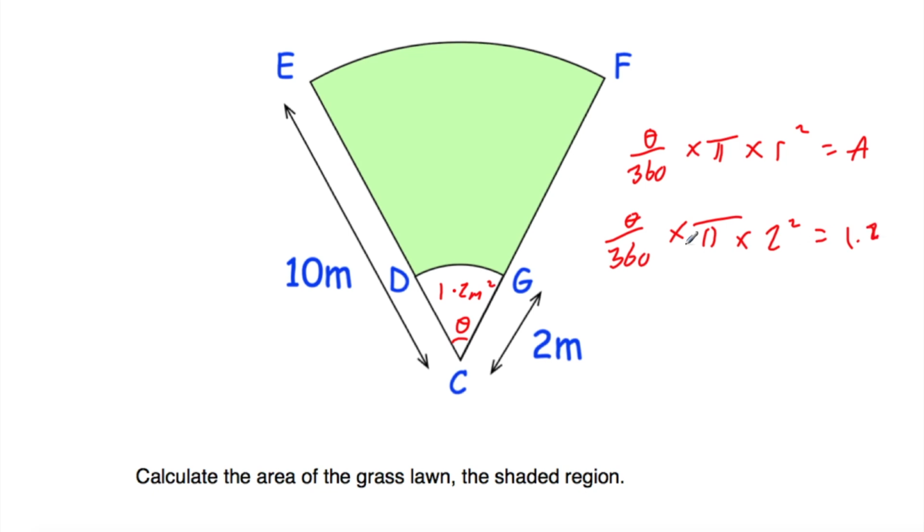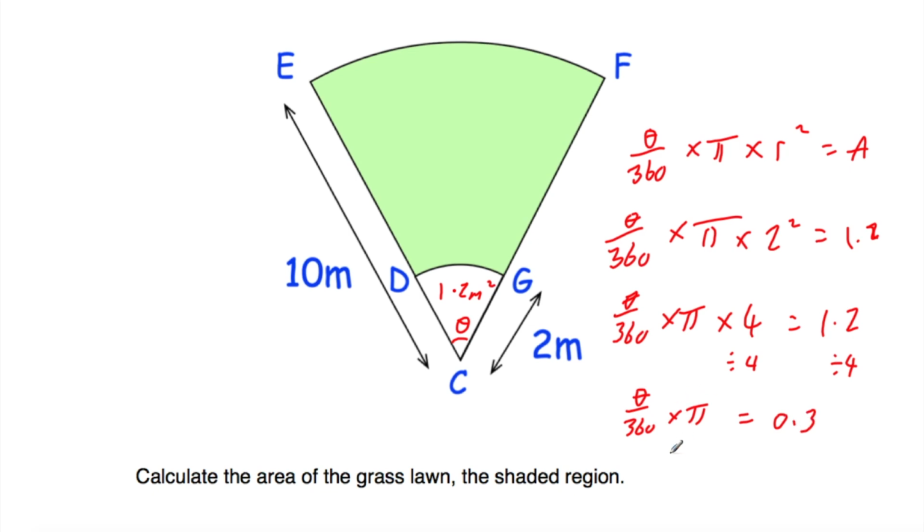Okay, so now let's work out beta. 2 squared is 4, so that's beta over 360 multiplied by pi multiplied by 4 is equal to 1.2. Let's divide by 4 and divide by 4. You could actually just divide by 4 pi here. That might be a bit quicker, but I'm just going to divide by 4, and I'm going to get beta over 360 times pi is equal to, and 1.2 divided by 4 is equal to 0.3.